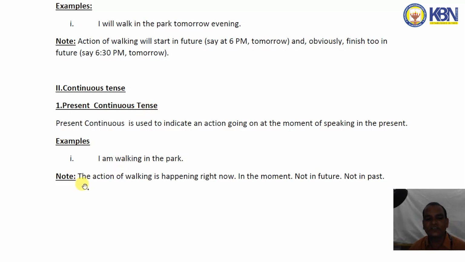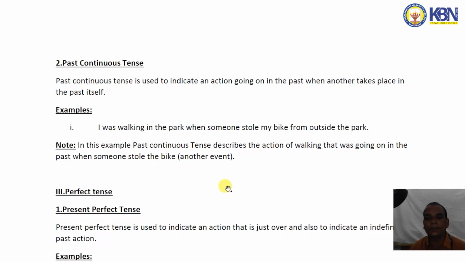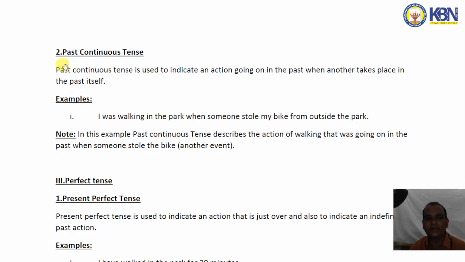Here a note is given. The action of walking is happening right now, in the moment, not in future or not in the past. Next, the next tense is past continuous tense. Then when do we use the past continuous tense? Past continuous tense is used to indicate an action going on in the past when another action takes place in the past itself.